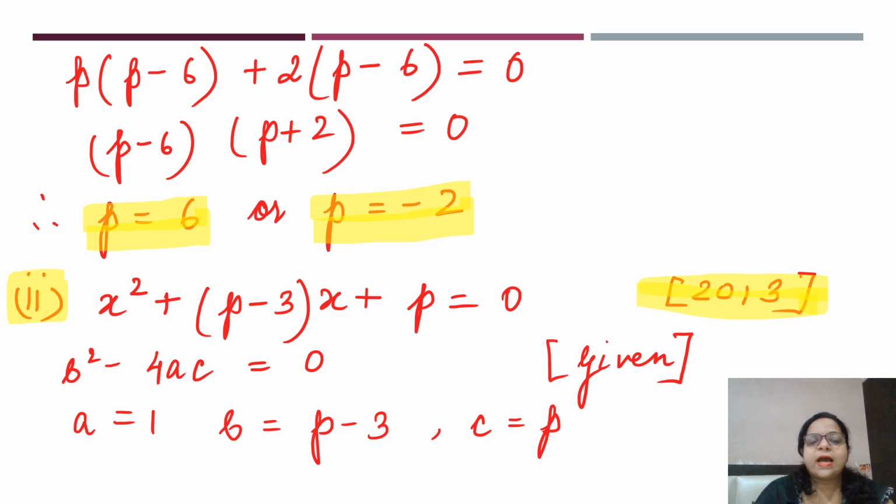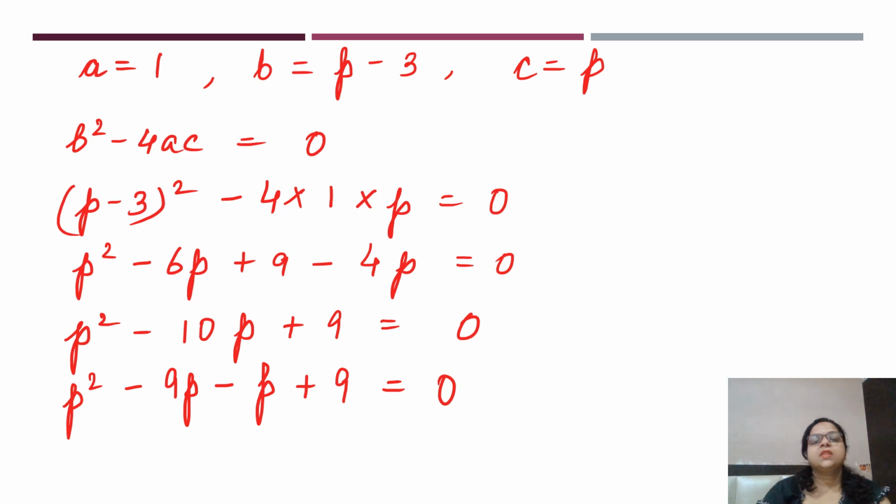So, a is equal to 1, b is equal to p minus 3 and c is equal to p, from the equation which is given. b square minus 4ac is equal to 0. Therefore, (p minus 3) the whole square minus 4 into 1 into p is equal to 0.